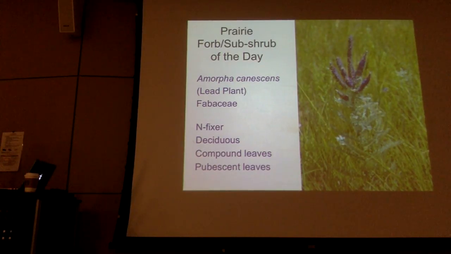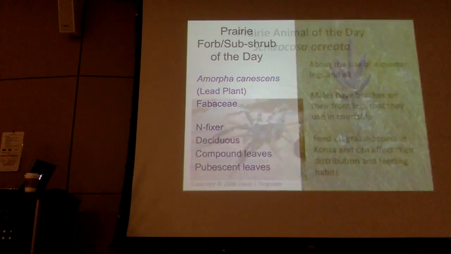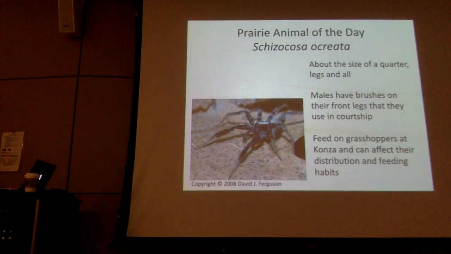What does pubescent leaves mean? It means that they have pubes. They have little furry, tiny short furry hairs on them. Yes, okay, the same root term. Sorry about that.